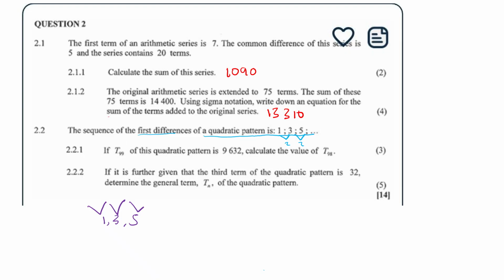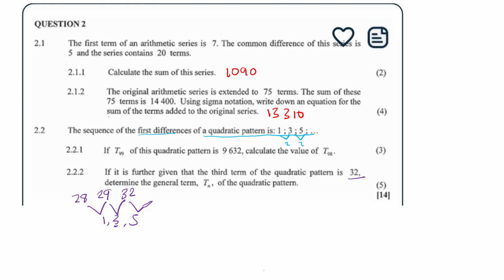Therefore now we are given that if it is further given that the third term of the quadratic is 32. Therefore now it means that the third term is 32. This is where 32 is. This is our 32. Therefore now we're going to have 32 minus this 3, which is going to give us the second term of quadratic, which is 29. We have 29 minus this one, which is going to give us the first term of 28. Therefore now we can continue like that.